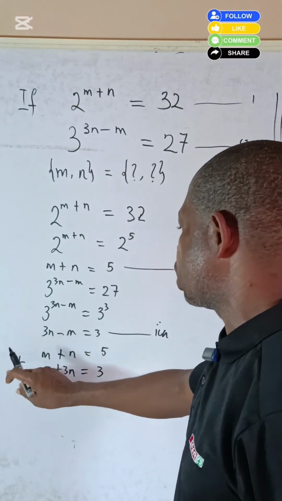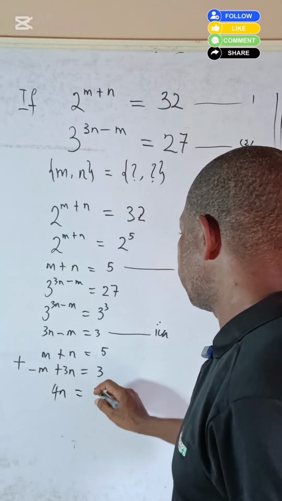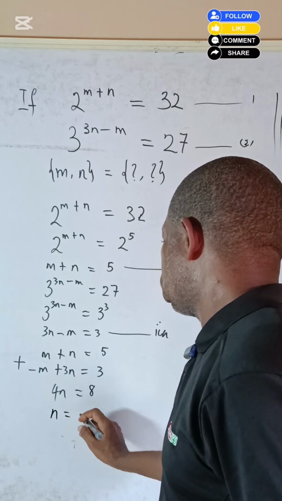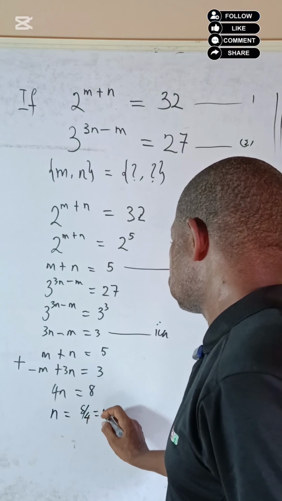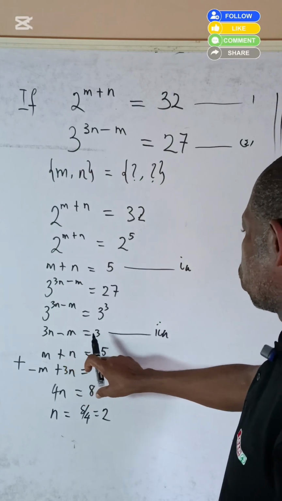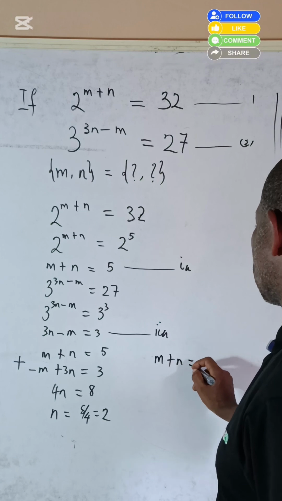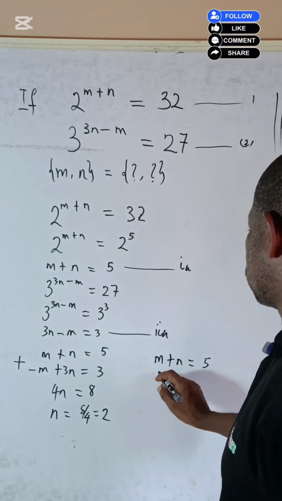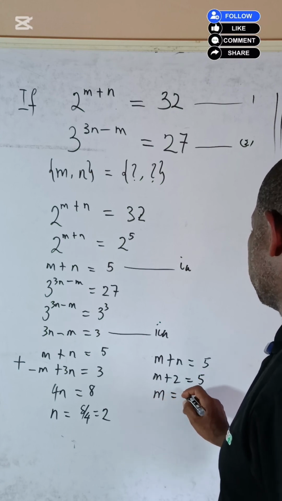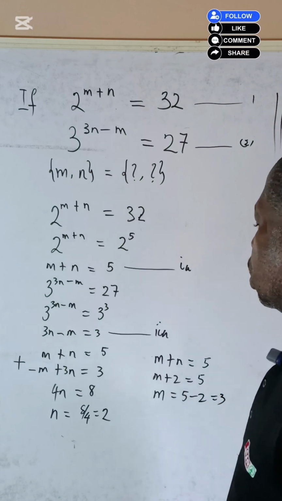m plus minus m is m minus m, which is zero. So now n plus 3n will be 4n is equal to 5 plus 3 is 8. Therefore, n is equal to 8 divided by 4, which is 2. We quickly substitute that value of n into equation 1a, which is m plus n is equal to 5. Now, n is 2, so m plus 2 is equal to 5. Therefore, m will be 5 minus 2, which is 3.